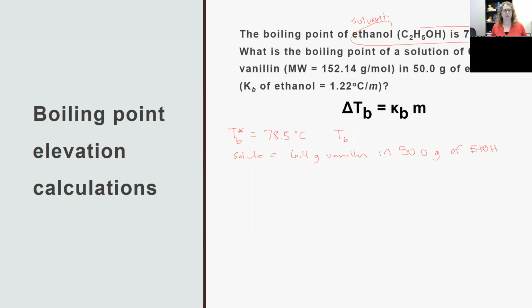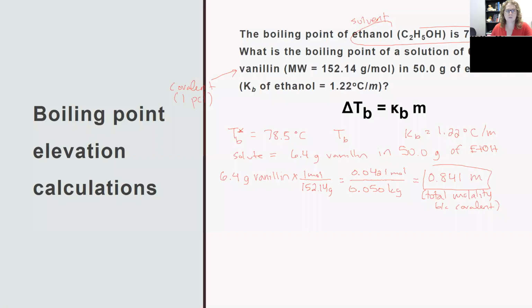So I have my equation, of course, my delta T_B equals kappa B times m. So let's go ahead and assign things. I know that my kappa B is 1.22 degrees Celsius per mole, which means that I need to now find the molality of vanillin. And because I didn't tell you what it was, you can go ahead and assume that this is covalent, so it makes one particle. Let's go ahead and see what we can do with this.